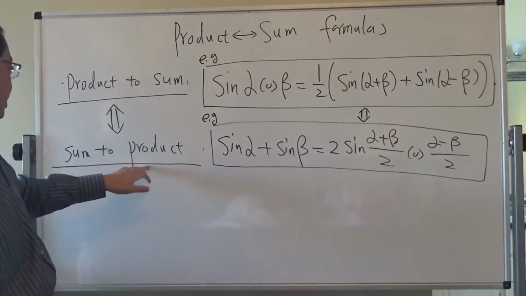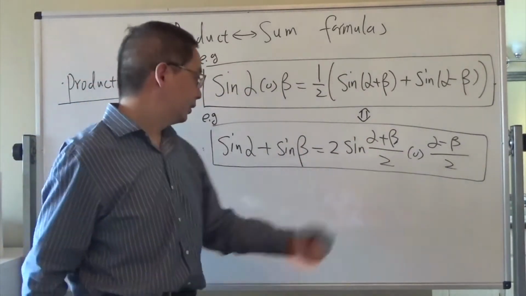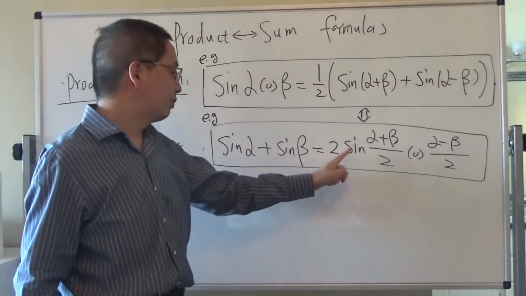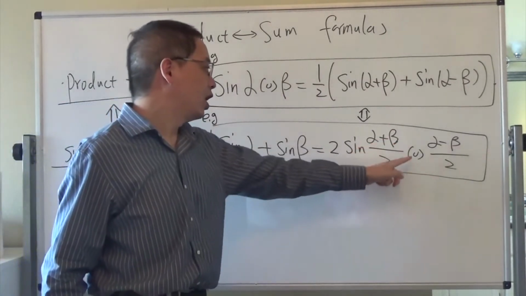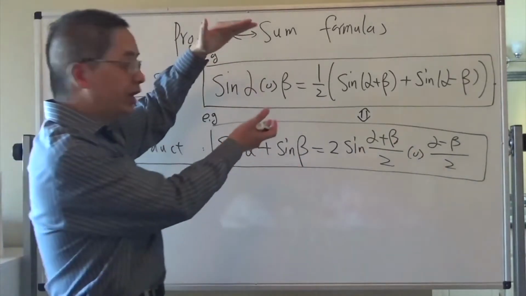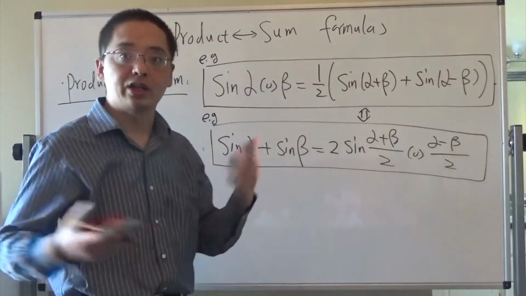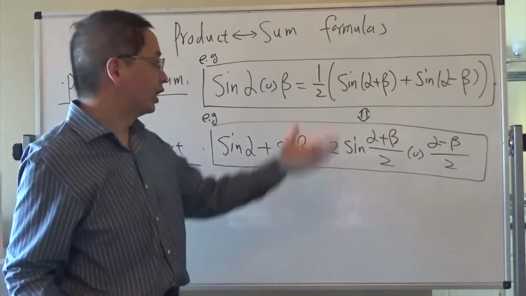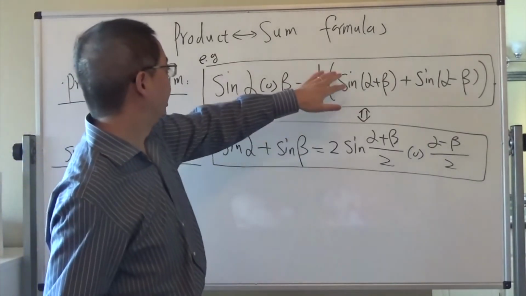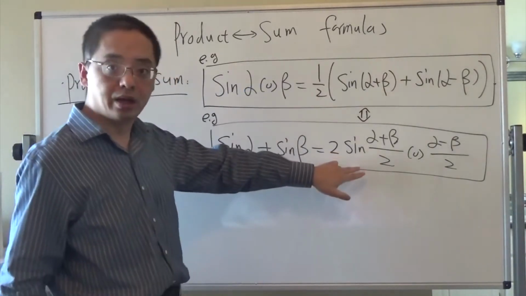The second one is from sum to product. Sine alpha plus sine beta equals 2 times sine((alpha plus beta) over 2) times cosine((alpha minus beta) divided by 2). Now, these two formulas are actually equivalent. That means we can go from one to the other. Say we want to go from the above one to the bottom one.